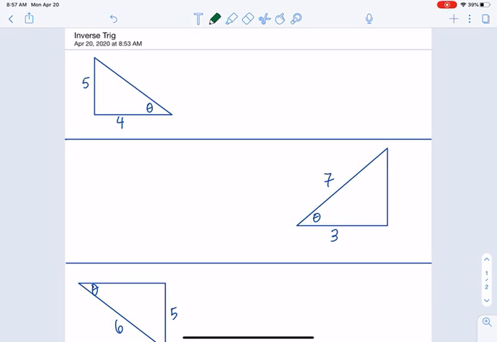All right, here is our video for this week. We are continuing with trig with SOHCAHTOA, and now we are doing what's called inverse trig.